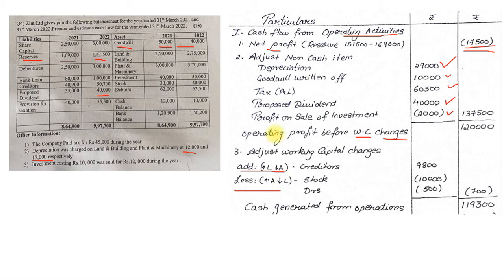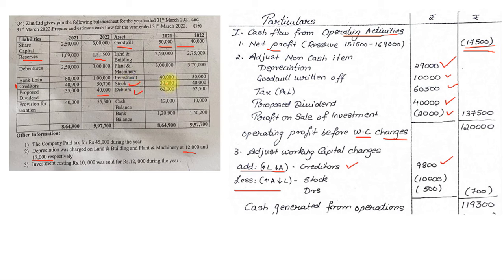Okay. So we start from the liability side. Liability may see share capital, reserve, debenture, loan, creditor, dividend, and tax. Creditors is the only current liability available. It was 40,900. It became 50,700. So there's an increase. We always check the difference. There's an increase, so increase in liability will be under the add part. So you write creditors, only the difference, 9,800.